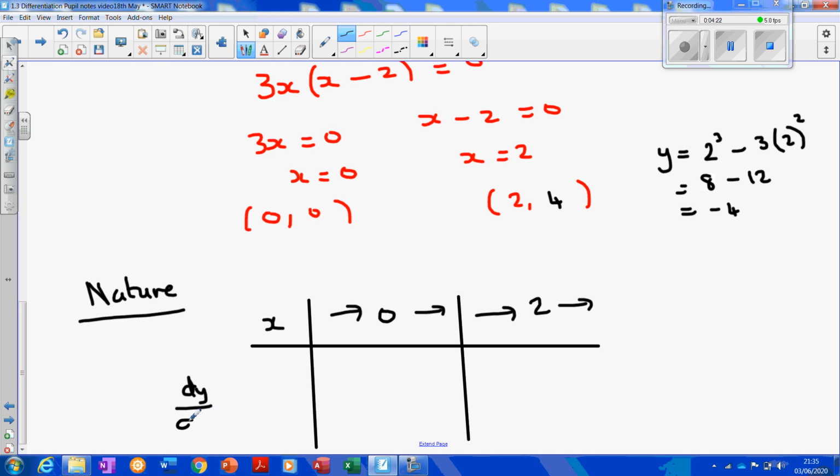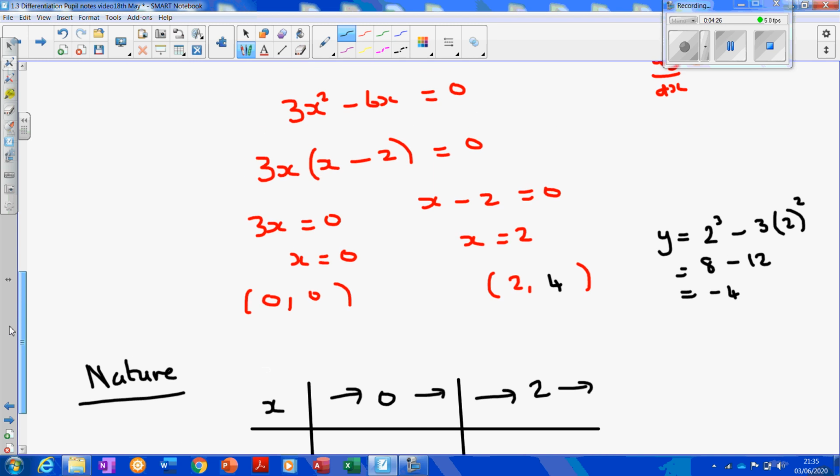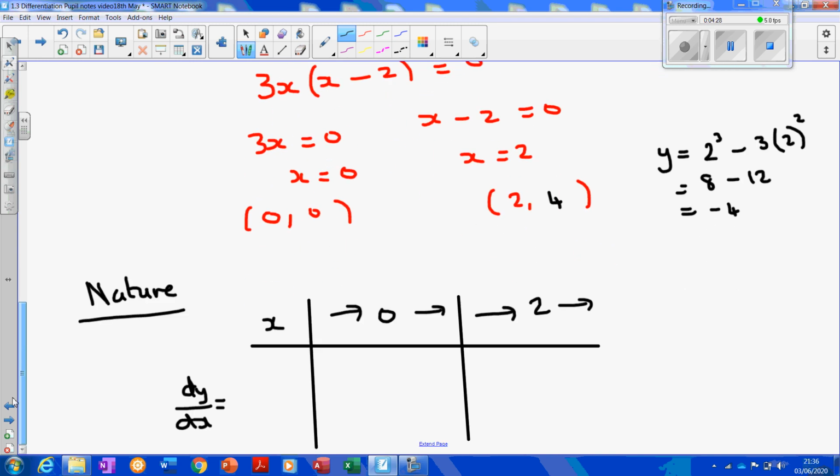So dy by dx is equal to the derivative, which is 3x squared minus 6x. We know at our stationary points dy by dx is 0, so I can put 0 in there. Now pick a value less than 0, we'll pick minus 1. A value between 0 and 2, so we can pick 1, that's easy enough. And a value bigger than 2, we'll pick 3.